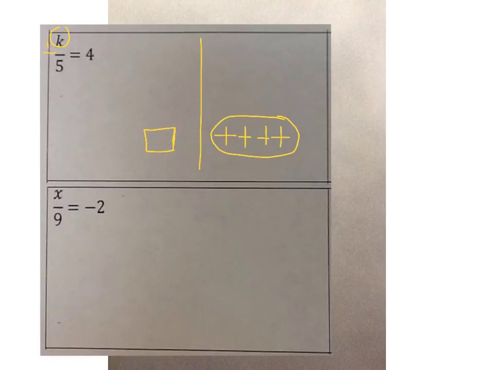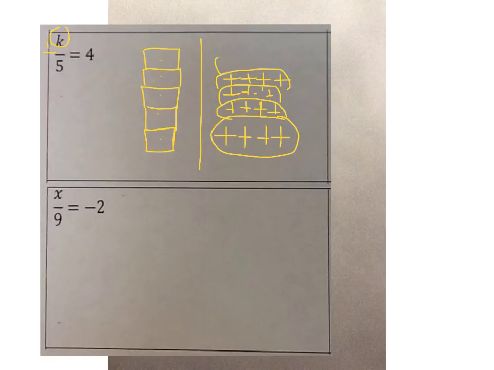Because I only have 1/5 of k and I want all of k, I'm going to need 5 groups of k. So I need to add 5 more groups of k. So here's 1, 2, 3, 4, 5. So that means on the right-hand side, I need 5 more groups of k. So if 1/5 of k is 4, then I need 5 groups of 4. So there's 2, there's 3, there's 4, and there's 5. So now 1 whole k is going to equal 5 times 4, which is 20.